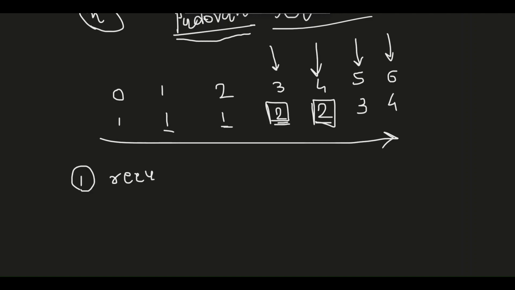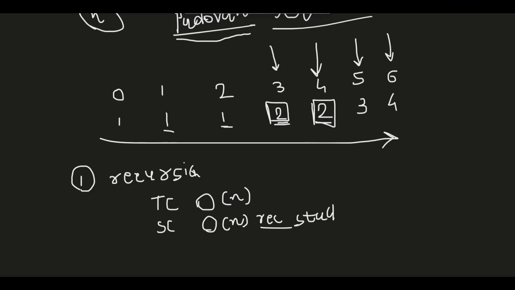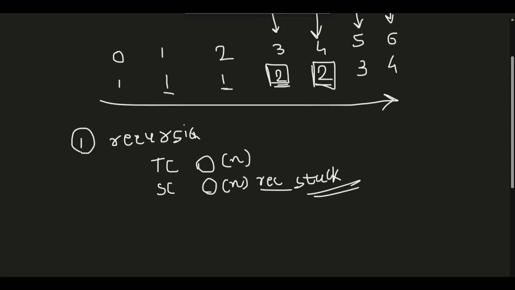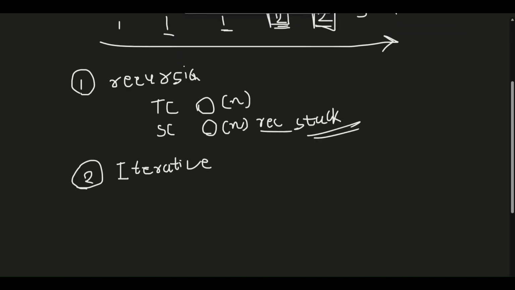Simple recursion. The time complexity of this recursion is big O of n, because you are traversing the whole sequence down to 0, and the space complexity is also big O of n because of the recursion stack space. The second way is to use the iterative approach. Iterative approach means you are traversing in a loop, so the time complexity of this algorithm is also big O of n, and the space complexity is big O of n if you are using a vector.